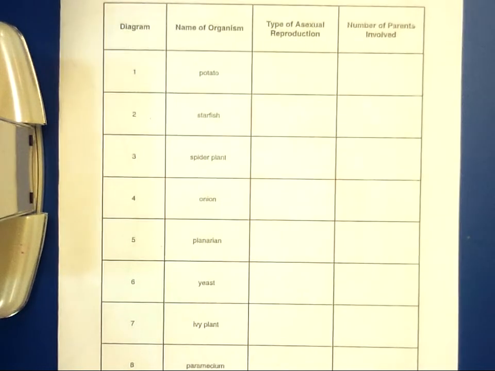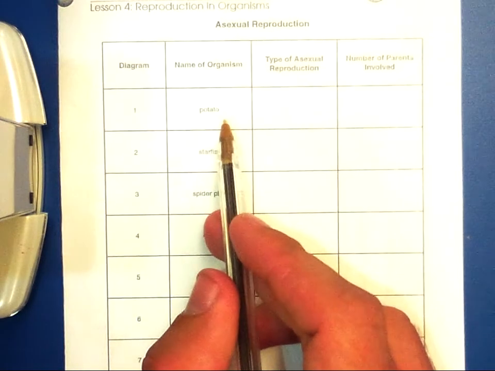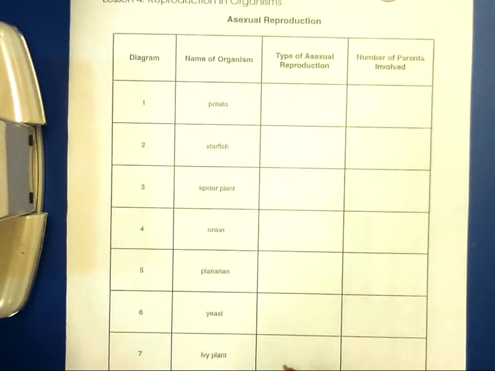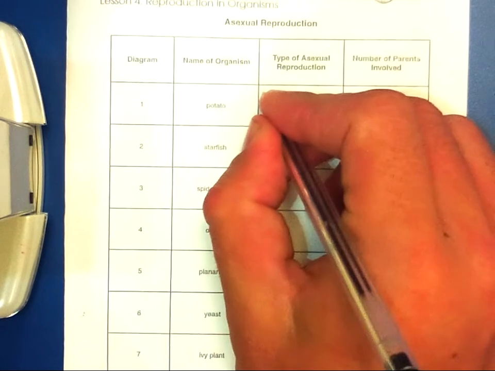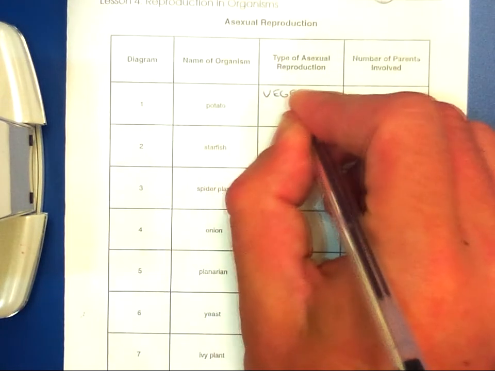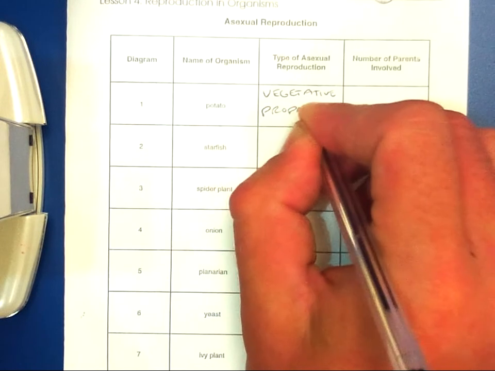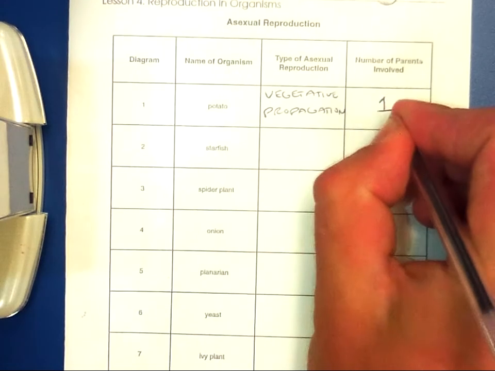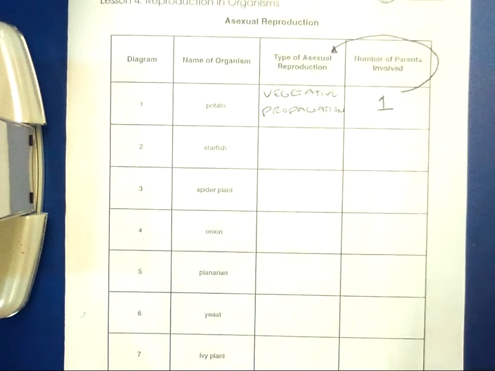So the first one is we're looking at a potato. Well, what did we just say? How do potatoes reproduce? What form of asexual reproduction? What's it called on the back of this page? So vegetative propagation. And how many parents are involved in that? One. Why? Because it is asexual reproduction. You always have one parent.